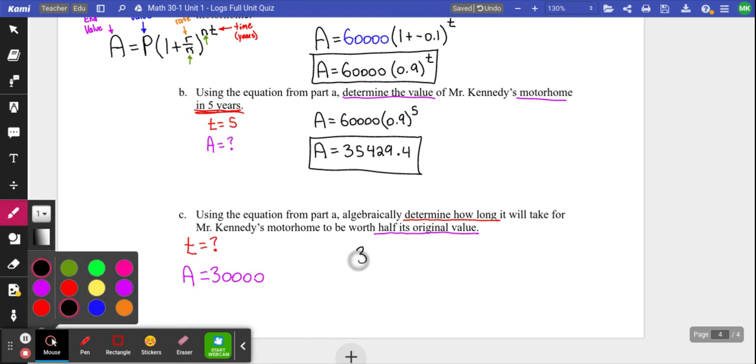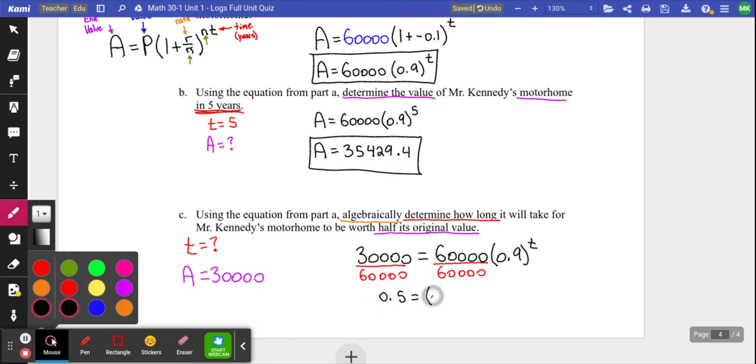So I go to my equation. I change A to be 30,000. And I leave T as T. My job is to solve for T. It has to be done algebraically. T is in the exponent. That means I'm going to have to change this to logs. I can't change it to log until I have the power by itself. So I divide 60,000 to the other side. And I now have 0.5 equals 0.9 to the power of T.